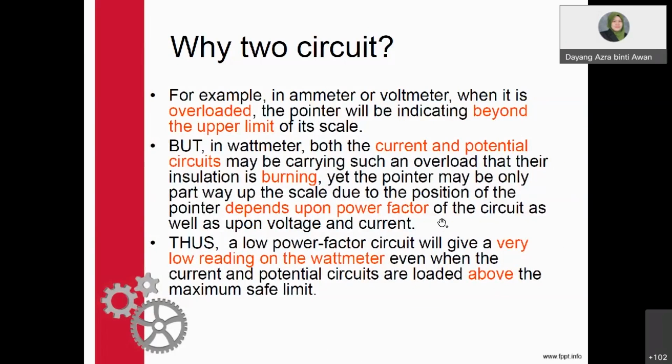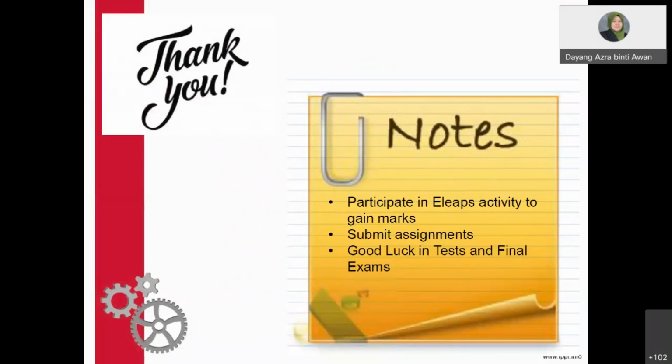Okay, so to control the wattmeter against overload current, to avoid damage to the wattmeter, and also to avoid burning of the inside of the wattmeter itself. Thus a low power factor circuit will give a very low reading on the wattmeter, even when the current and potential circuits are loaded above the maximum safe limit. Okay, so that's all for this chapter.